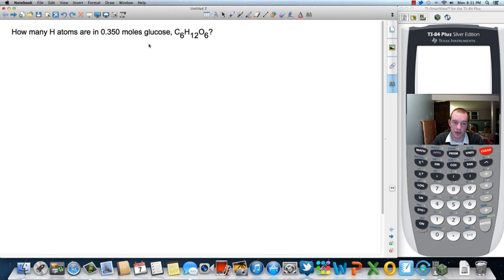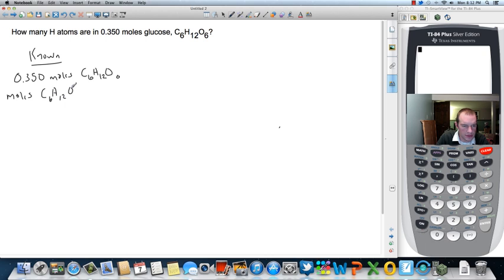How many hydrogen atoms are in 0.350 moles of glucose, which is C6H12O6? So the first thing we're going to do is set up our known information, and set up our conversion factors. When we read this question, the known information is that there are 0.350 moles of glucose, C6H12O6. What we also know is we're trying to convert from moles of glucose, C6H12O6, to what? Hydrogen atoms.